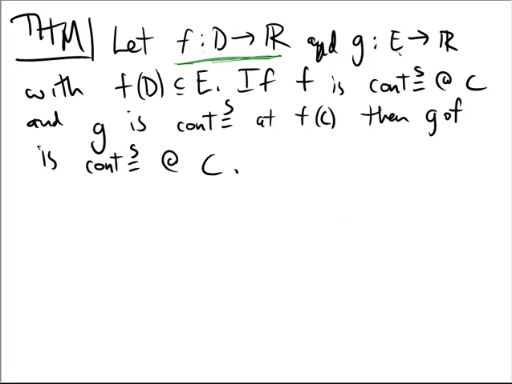So after we do f, we can then do g to things. Well, it turns out that if f is continuous at c, and that g is continuous at f of c, whatever that functional value is, then the composition of those two functions will be continuous at c.